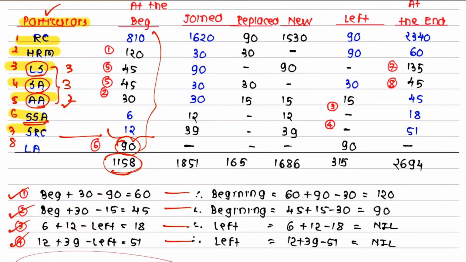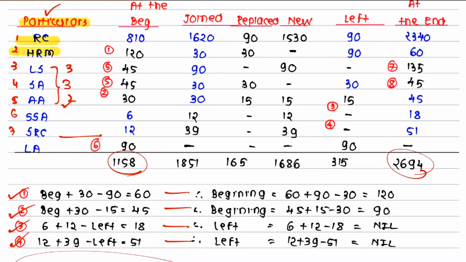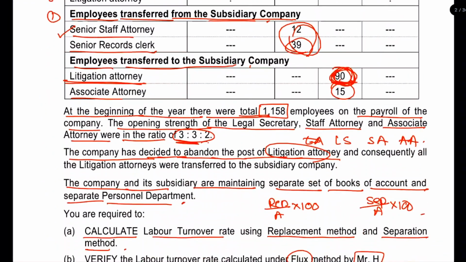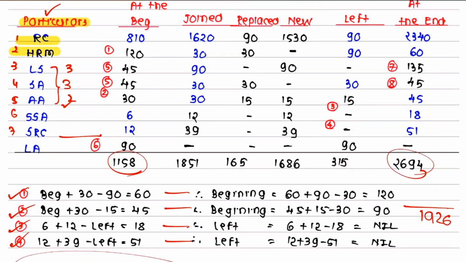Can you tell me the average number of employees? Average number of employees, please. 1158 plus 2694 divided by 2, 1926. Okay. Now if I ask you, first of all, what the question is asking once you make the table? They are asking for replacement, labor turnover reducing replacement. How many employees have been replaced? 165. So 165 upon 1926 into 100, that is 8 point something, 57%. Yes, so it is 8.57%.